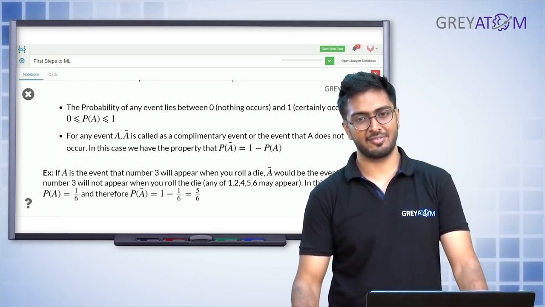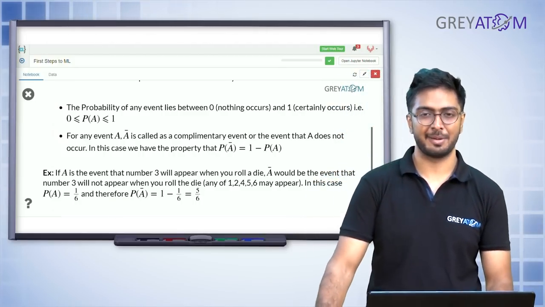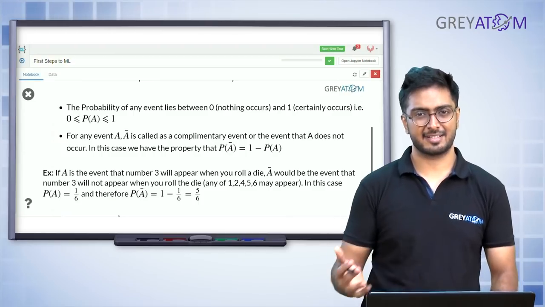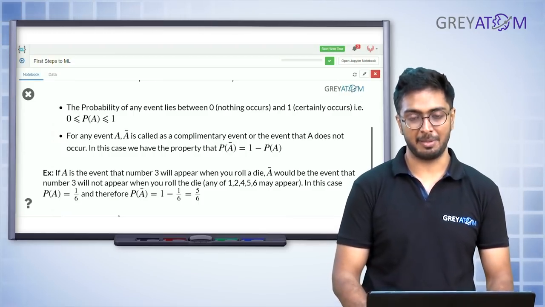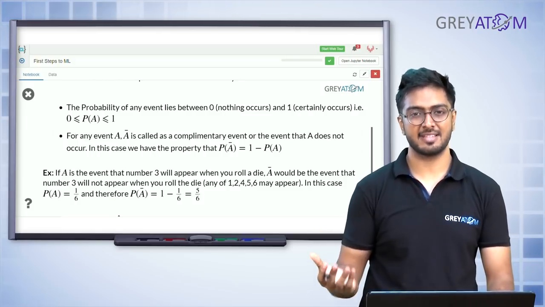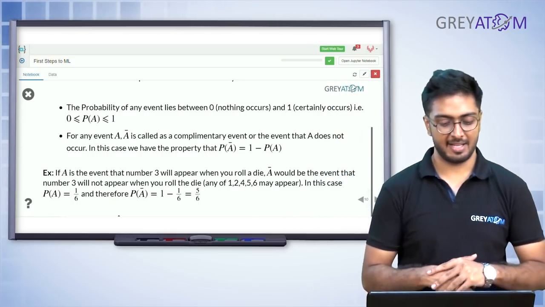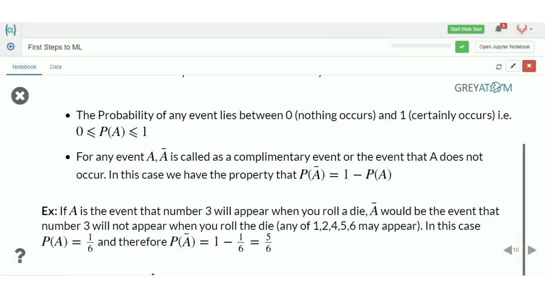And obviously you can understand if probability of A is X, then probability of A dash is 1 minus X, right? So it's just the opposite of it. That's why it's called a complementary event. A happens, the probability of it is X; A dash, the probability of the same is 1 minus X. So for this example, let's say A is the event that number 3 will appear when you roll a die. Then A dash would be the event that 3 does not appear, which means it could be any of 1, 2, 4, 5 or 6.